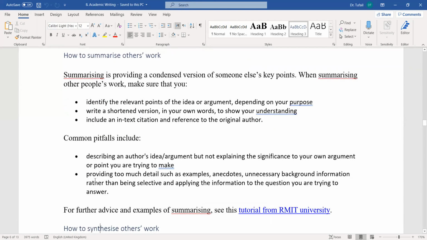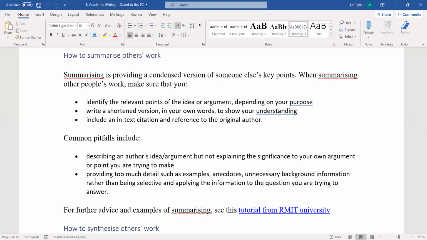Summary has certain positives, because in a summary we identify the relevant points of the idea or arguments depending on your purpose. Write a shortened version in your own words to show your understanding. Include an in-text citation in reference to the original author.